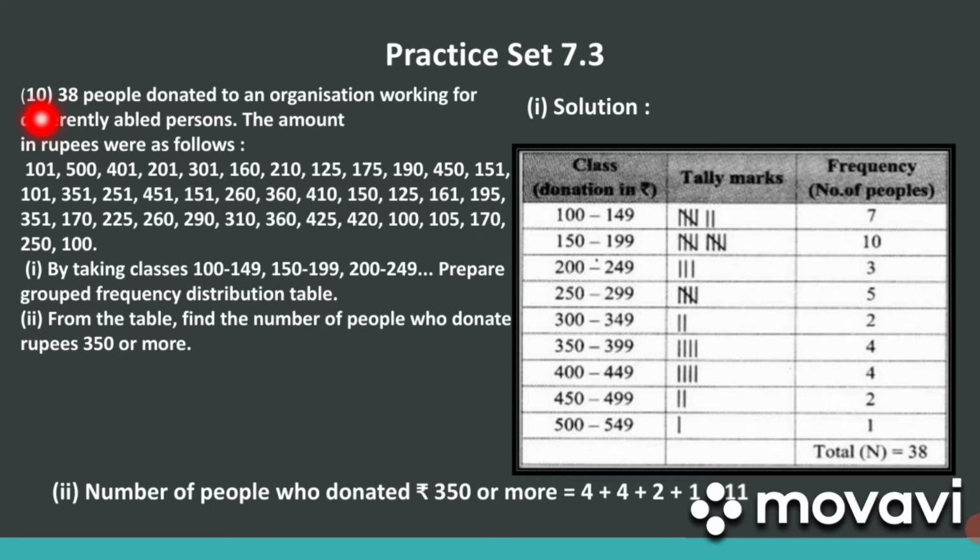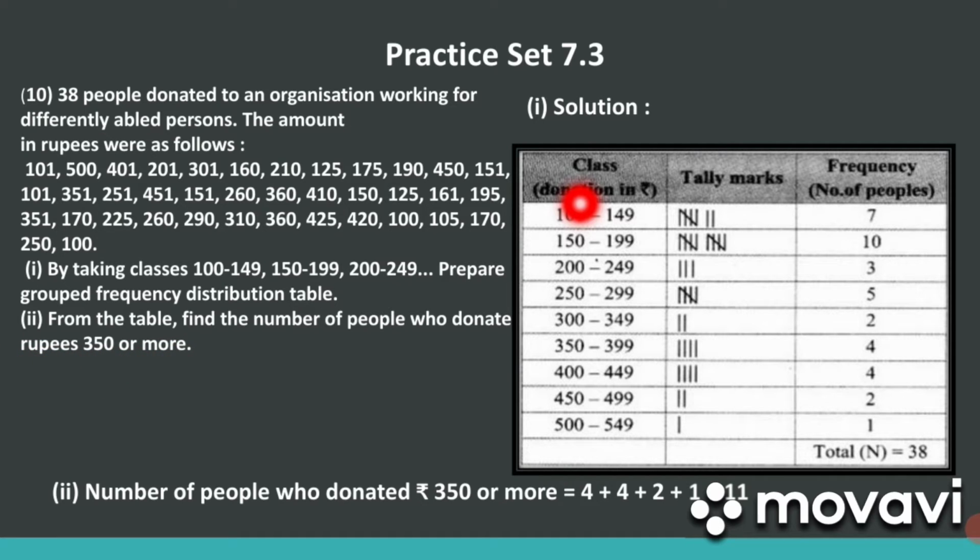Let us solve question 10. 38 people donated to an organization working for differently abled persons. The amount in rupees is given as follows. By taking classes 100 to 149, 150 to 199, 200 to 249, prepare a grouped frequency distribution table. From the table, find the number of people who donated rupees 350 or more.